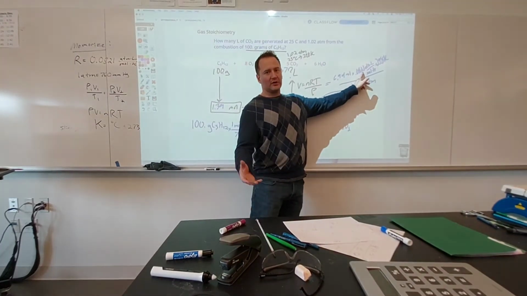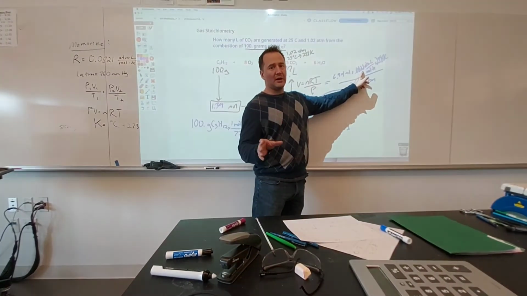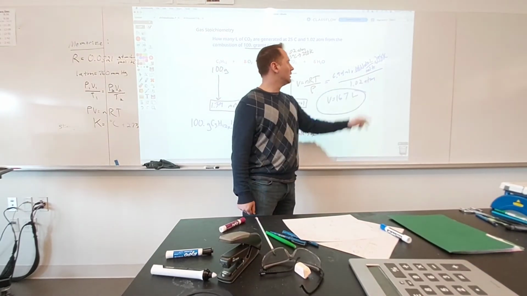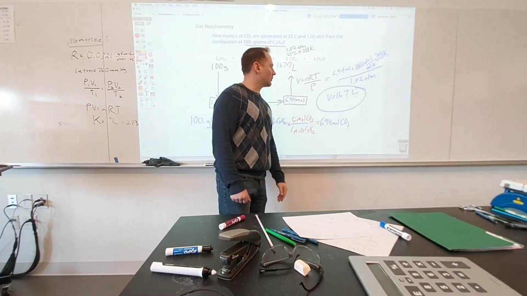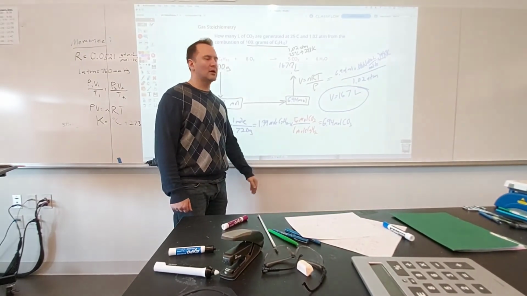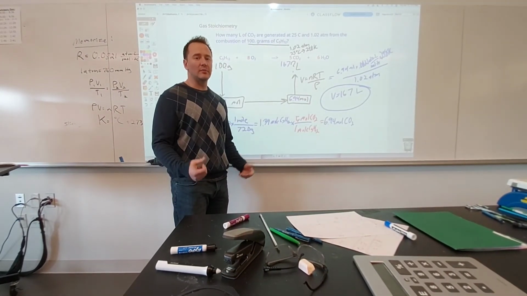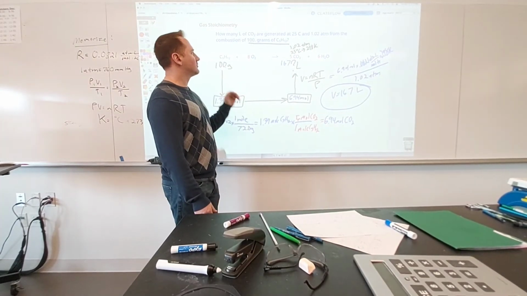We use the R value for atmospheres. Make sure your units are in atmospheres for pressure if we're going to use that value. We plug in the temperature, we convert it to Kelvin, and incorporate the pressure, and we would find that you could make 167 liters of carbon dioxide from 100 grams of pentane.